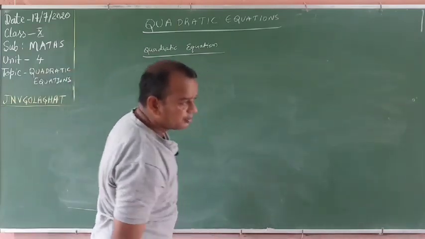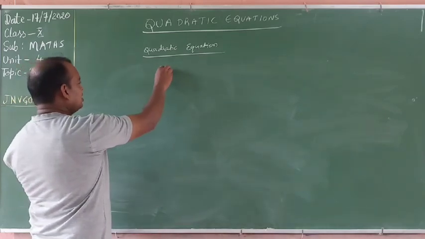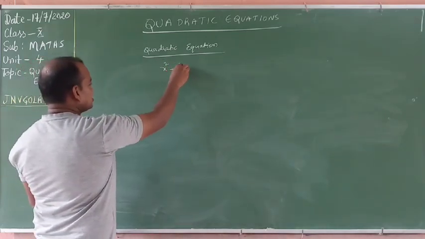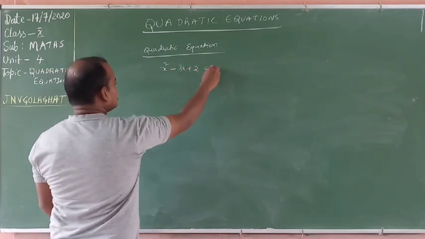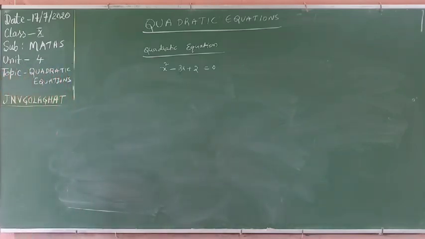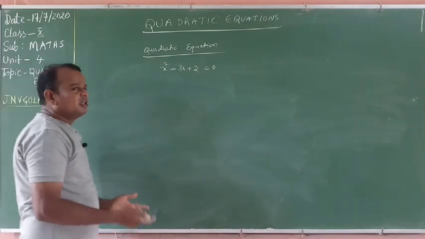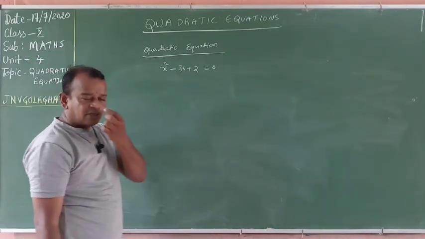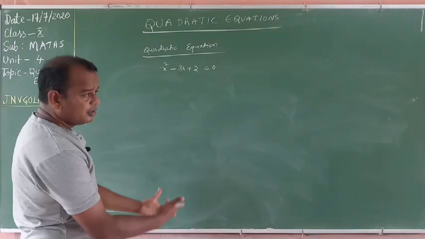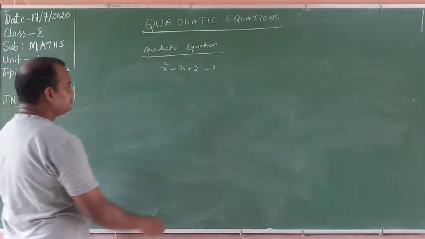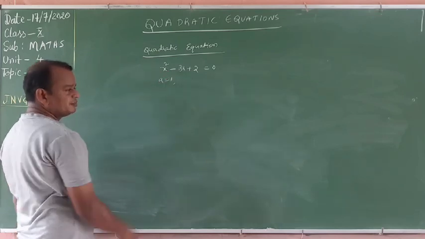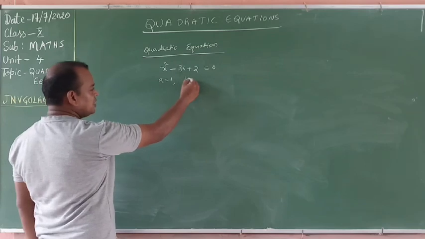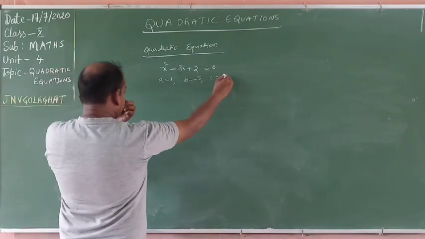Now we will do one problem. First we will take x square minus 3x plus 2 is equal to 0. This is the quadratic equation. Now we can find the roots. By two methods we can find the roots: one is the factorization method, the other one is the formula. First we find it by using the formula. In this one, ax square, the coefficient of x square is always a, that is 1. The coefficient of x is b, the b value is minus 3, and the c value is 2.